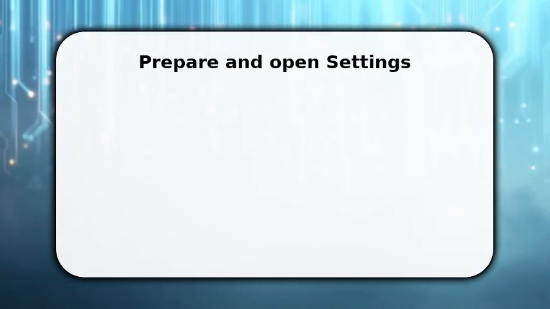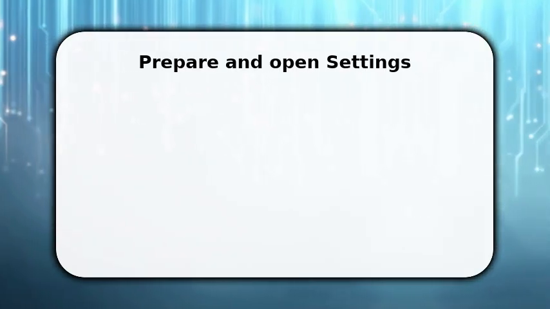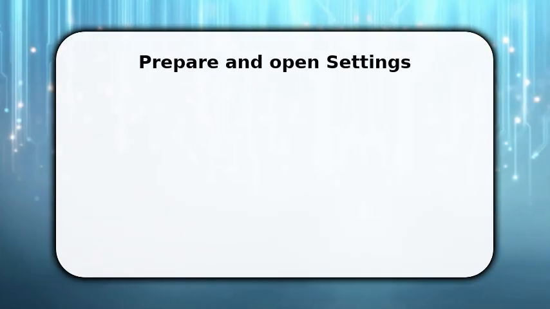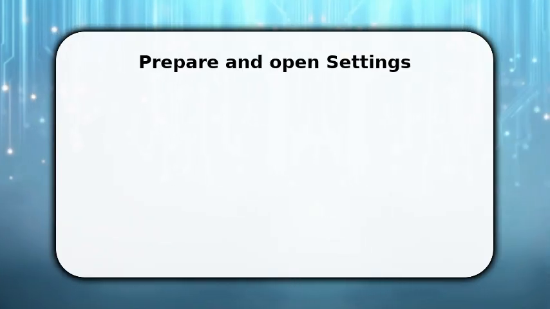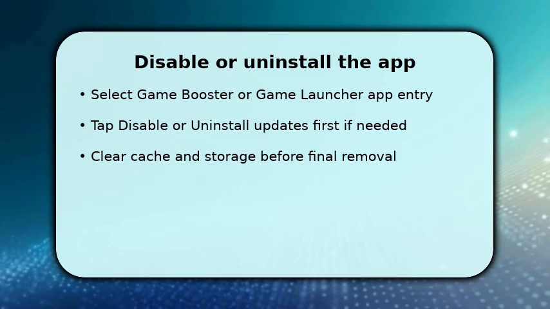Once done, tap the three-dot menu and choose Show System Apps so hidden services appear. Make sure you have battery and a quick backup of game data because some removals can reset preferences. Now locate Game Launcher or Game Booster in the apps list to begin.